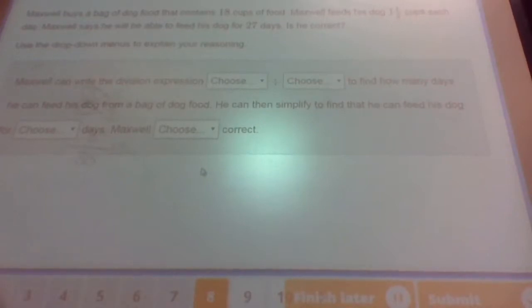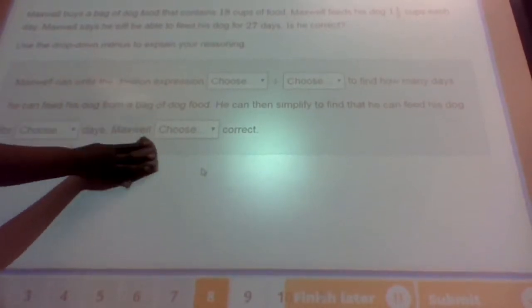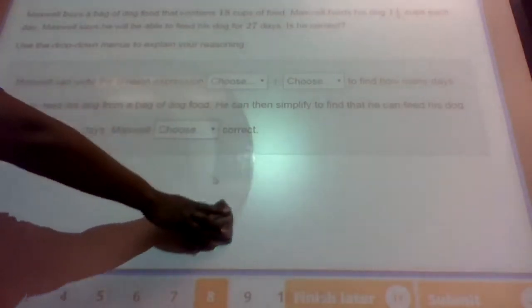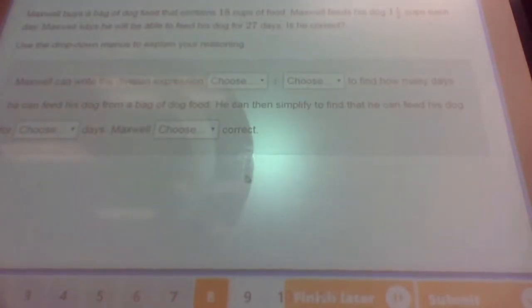All right. Maxwell buys a bag of dog food that contains 18 cups of food. He feeds his dog 1.5 cups a day. Maxwell says he will be able to feed his dog for 27 days. Is he correct? All right, so let's look at that. Maxwell can write the division expression: blank divided by blank. So what would it be?